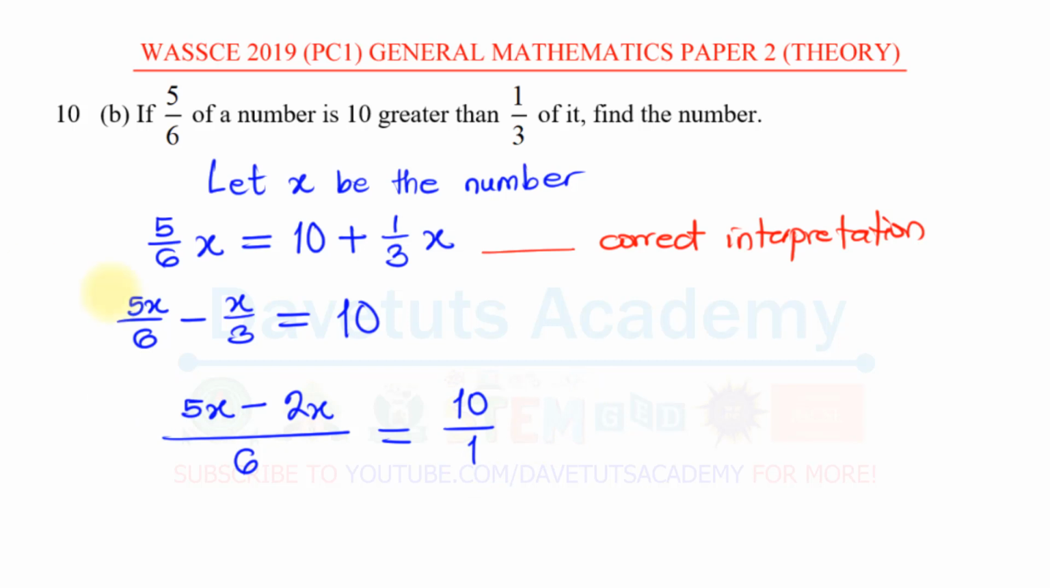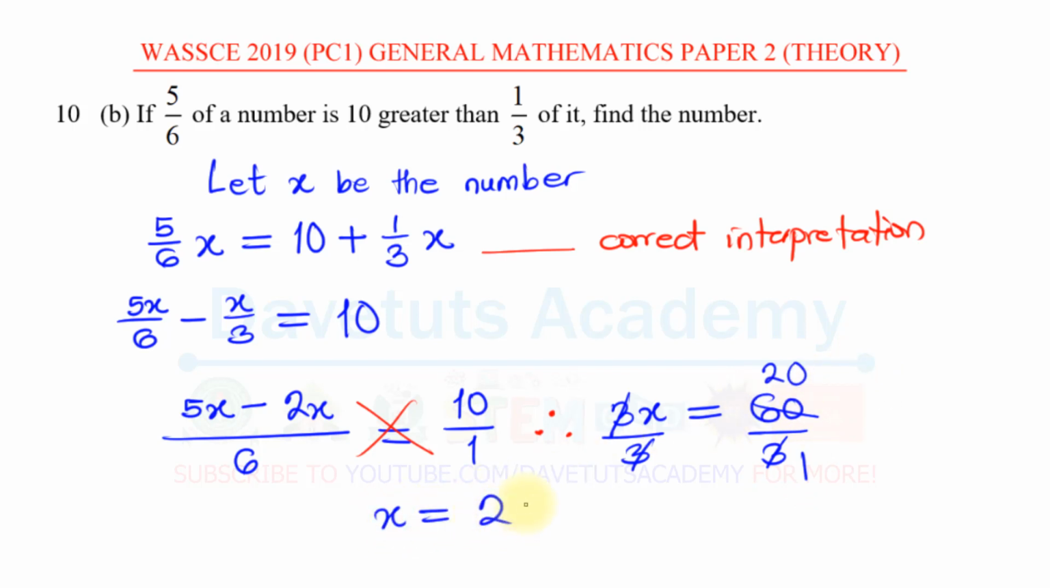And with this, we want to cross multiply. So we are going to have 5x minus 2x, that is 3x, and 3x is equal to 6 multiplied by 10, that is 60. If we divide both sides by 3, 3 in 3 is 1, 3 in 6 is 2, and 3 in 0 is 0. So x is equal to 20. So the number that we are looking for is x, and that x is equal to 20.